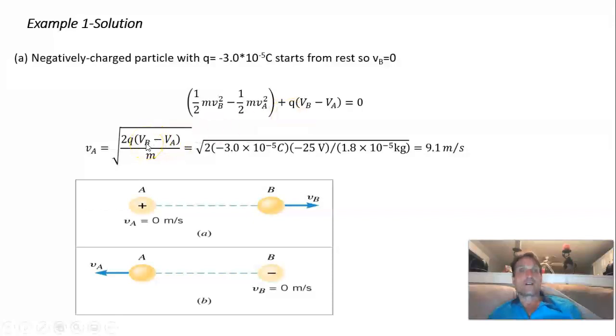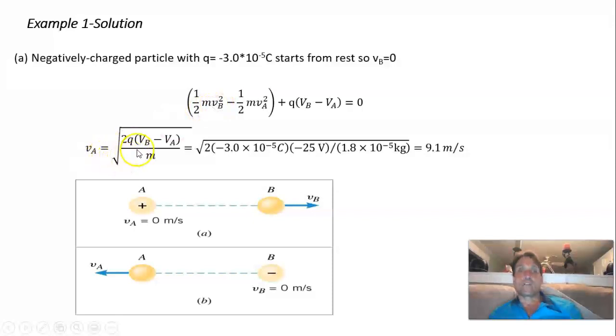So VB is 0. I'm sorry, VB is the potential difference. I'm sorry, VB minus this VB is 0 right here. So it's 0 minus 1/2 MVA squared plus Q times the potential difference is 0. We can solve for VA.